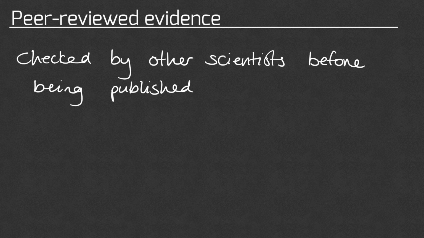Now, when we're talking about scientists agreeing what the cause of things like global warming is, the evidence they produce is something called peer-reviewed. This means it has been checked by other scientists before it's been published. This makes it more reliable because you know that other scientists agree with the findings and are able to reproduce the results. If a scientist published a piece of work which wasn't peer-reviewed, you might not be able to trust it as much because you don't know if other people agree with it.